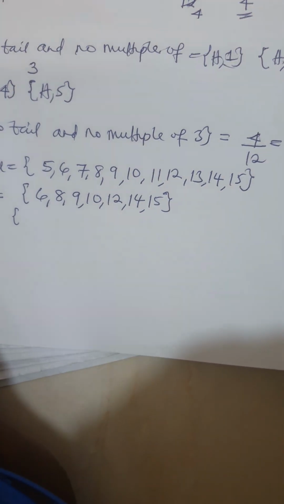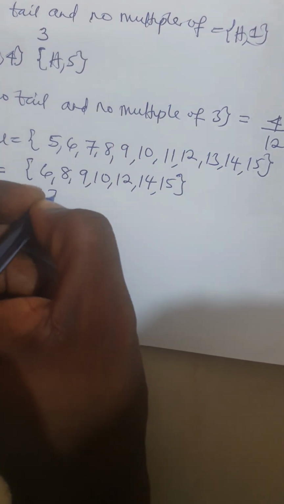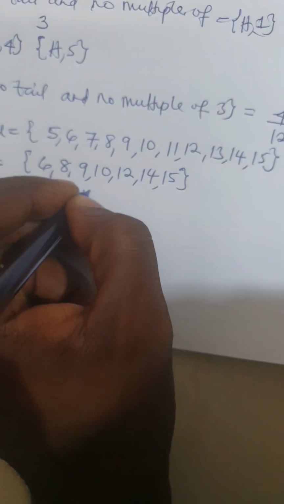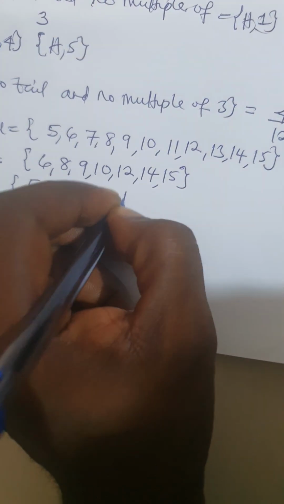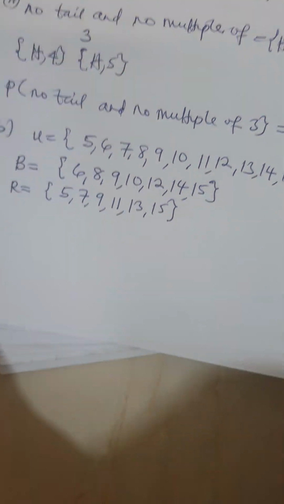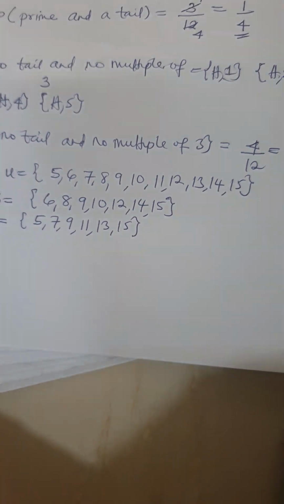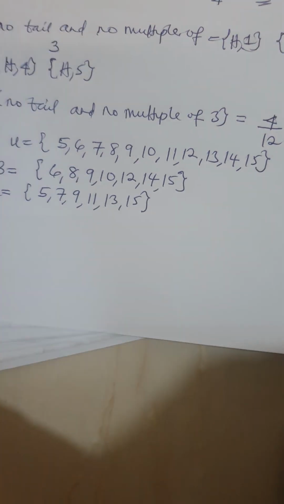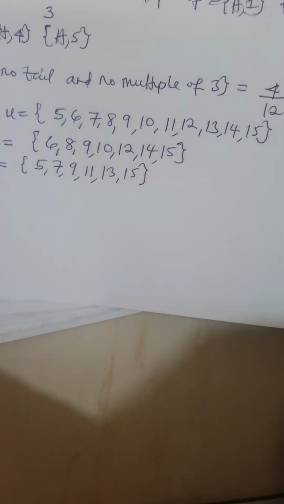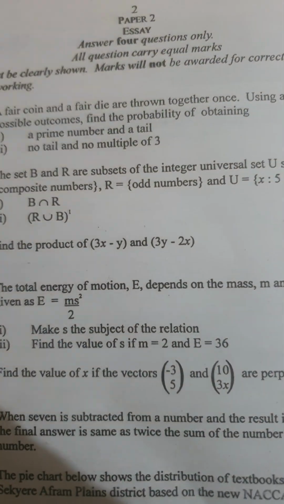Now R, which has to do with odd numbers. Don't forget these are also odd numbers in the set U. We have 5, 7, 9, 11, 13, and 15. These are numbers which are not divisible by 2, which means that when 2 divides them, there would be a remainder, and they should be from the set U. That is why we limit our scope to the set U, because of the statement that B and R are subsets of the integer universal set U.